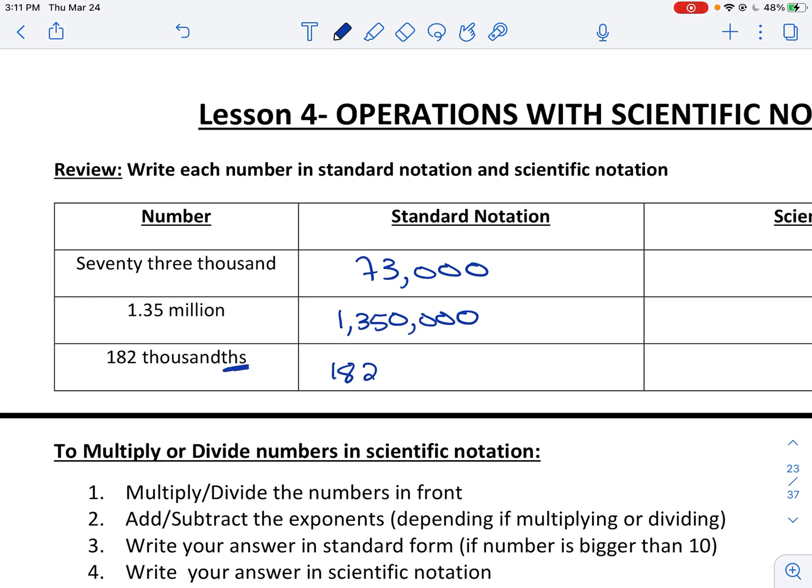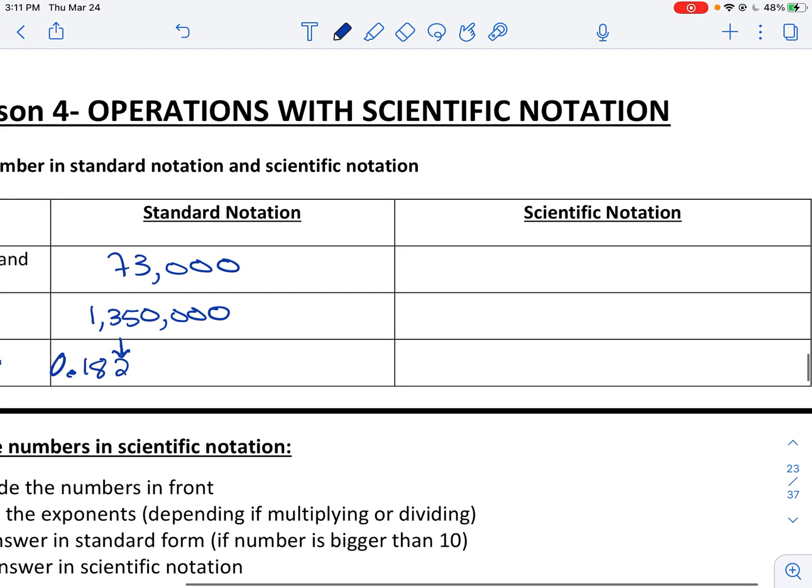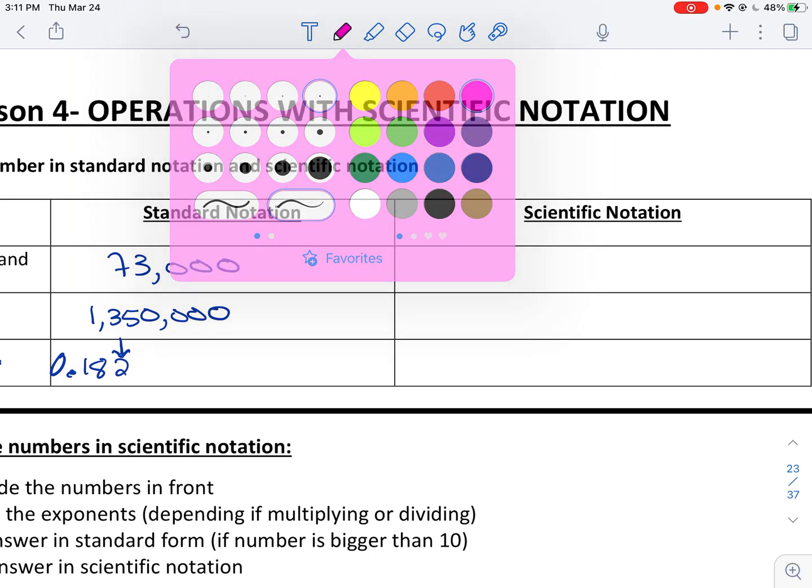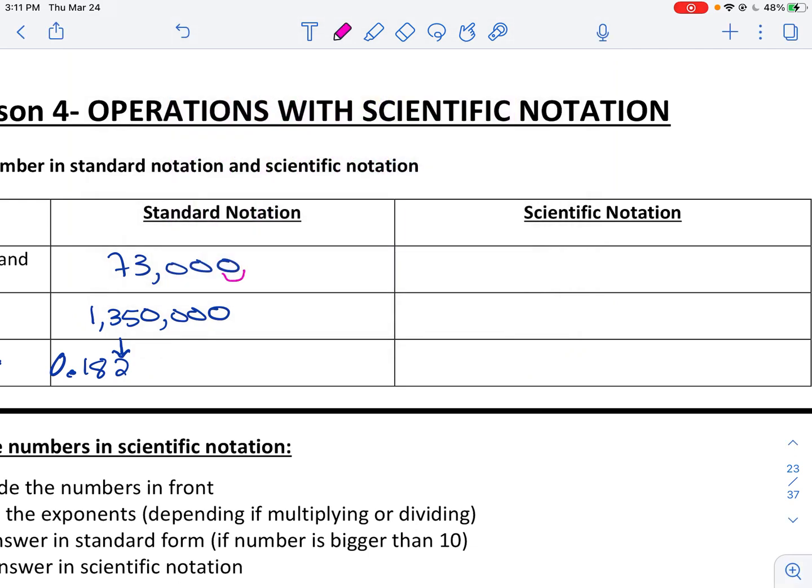Okay, so that means that this right here has to be in the thousandths place. So this is going to be 0.182. Then it wants it to be in scientific notation, and this I will do 1, 2, 3, 4. So 73,000 is bigger, so that means it is going to have a 4, and then we put 7.3.